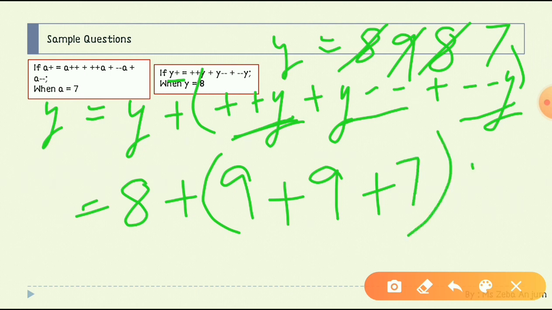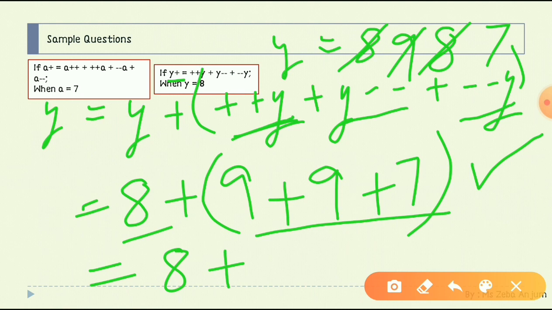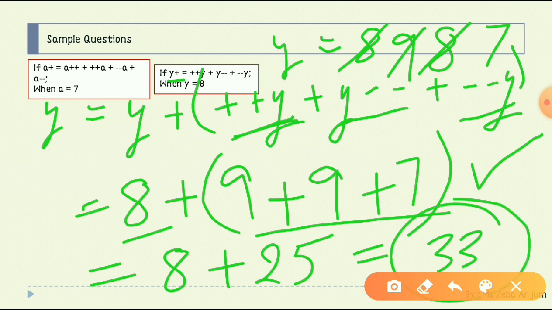Now see, this is our expression. You have to evaluate this bracket firstly, then afterwards you will be adding 8 to it. Now this 9 plus 9 plus 7 becomes 25, and when the whole addition takes place, 25 plus 8 will be 33. So for this expression 33 will be your answer.